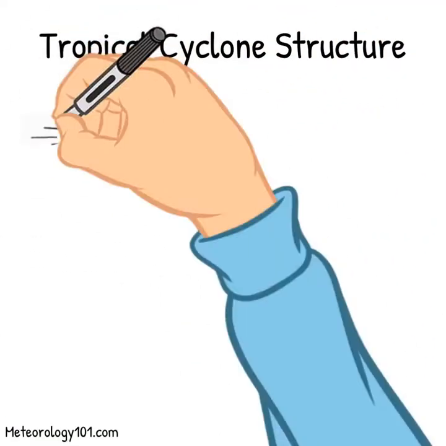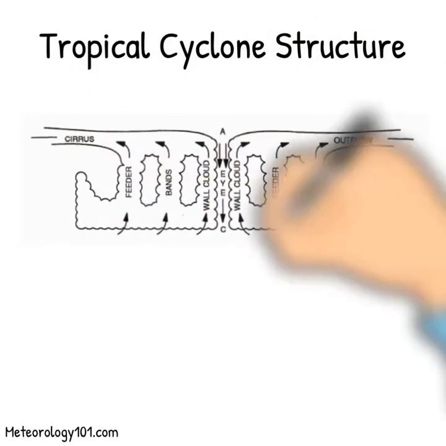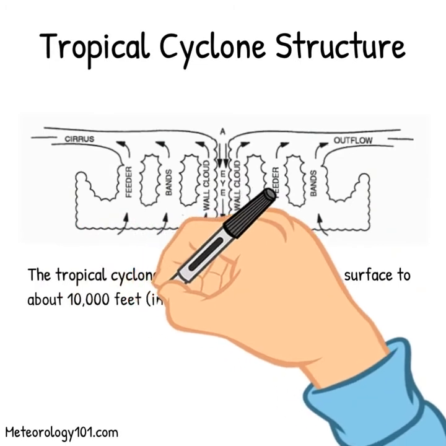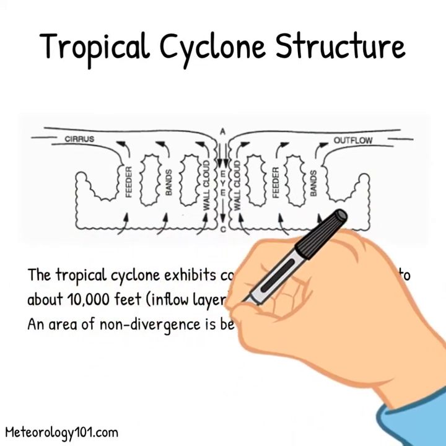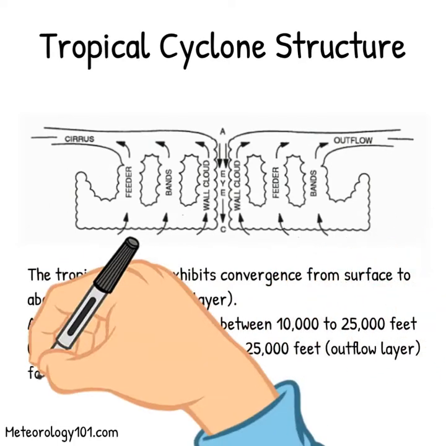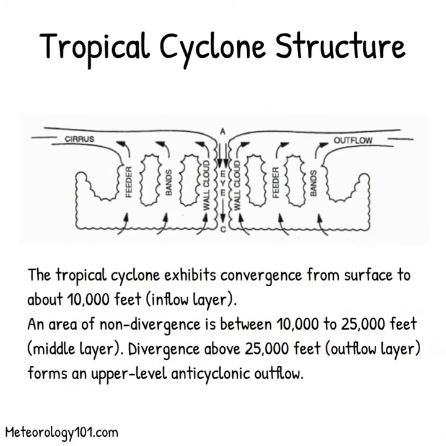The tropical cyclone exhibits convergence from surface to about 10,000 feet, the inflow layer. An area of non-divergence is between 10,000 to 25,000 feet, the middle layer. Divergence above 25,000 feet, the outflow layer, forms an upper level anticyclonic outflow.